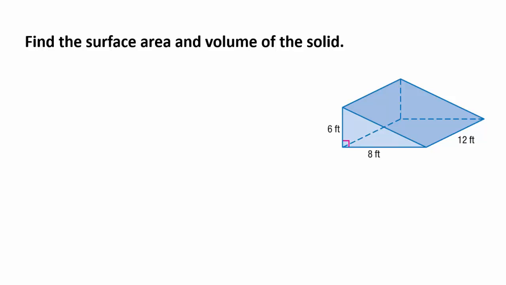Now let's find the surface area and volume of this solid, and because it is a triangular prism, we're going to start with the formula for a prism, which is the surface area. T equals pH plus 2b. Now, what this means is we need to find the perimeter of our base. That's what the big P stands for, the perimeter of the base, and the big B is going to be the area of our base. So we've got to find two different things first.